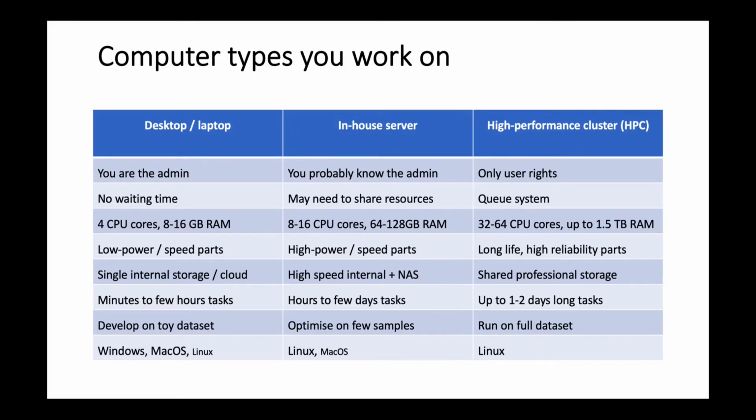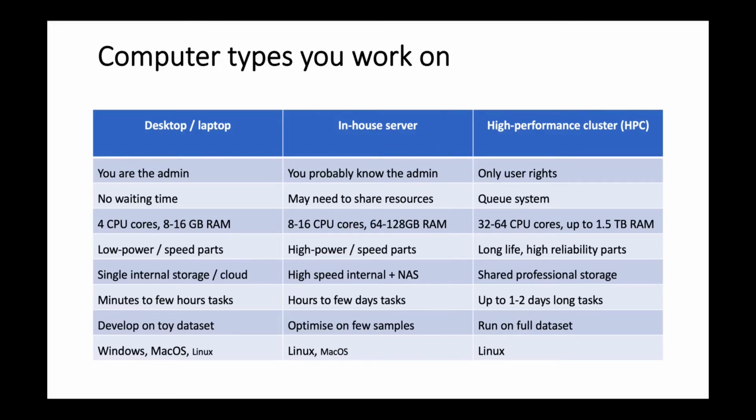And on average you have 64 to 128 gigabytes of RAM memory. On an HPC, you usually only have physical cores, so the number of CPU cores you see is really the number of CPU cores, not hyper-threaded, and it can go up to 64 or even more CPU cores nowadays.